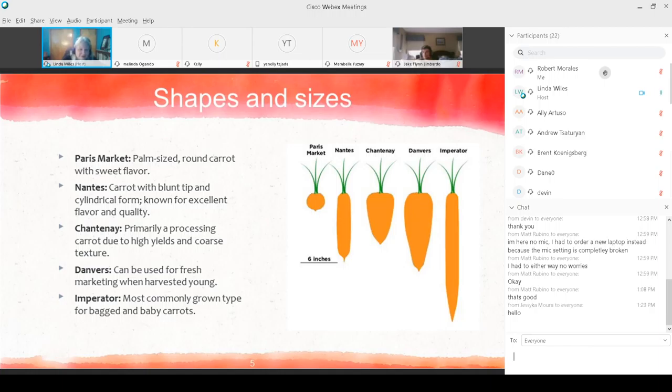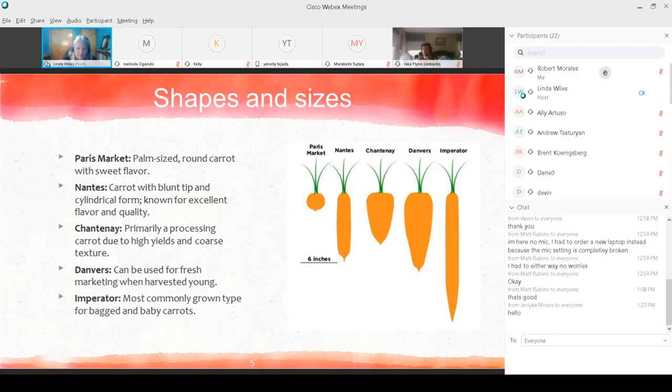So here are some shapes and sizes. You can see that they come in a wide range. The longest of them is called an Imperator, and you can see that it forms a long oblong shape pointed at the bottom. The Danvers was basically developed for soils that were a little bit less accommodating. Carrots prefer a very loose soil, so if you had a somewhat dense soil, such as one that had more clay content to it, you would want to use a Danvers. Now, if you had a really, really rough soil, you could go ahead and use a Chantenay. This one tends to be used for processing, such as for your baby carrots.